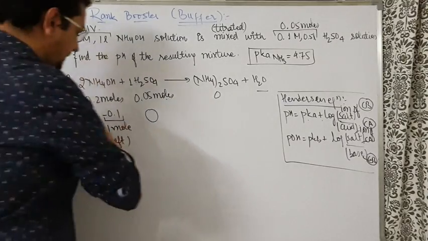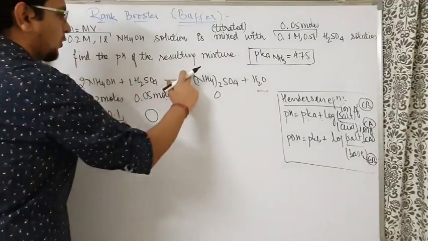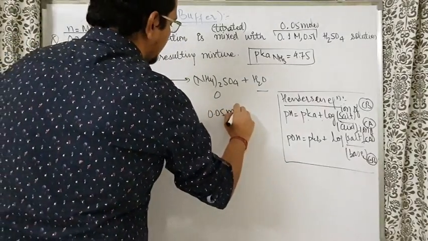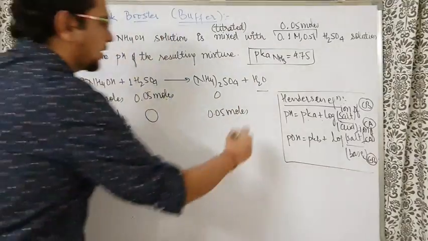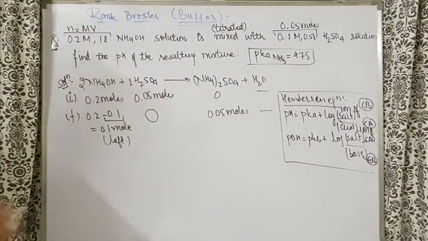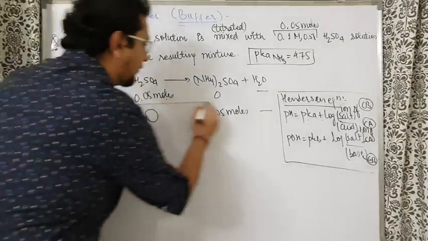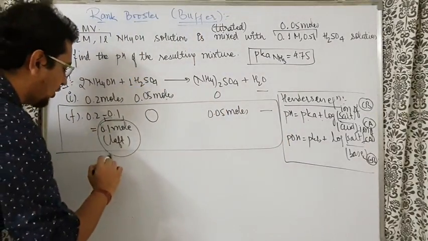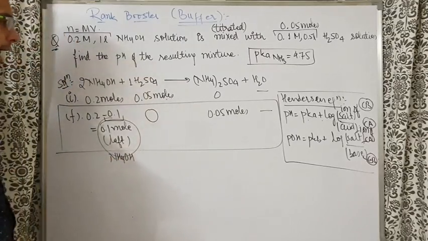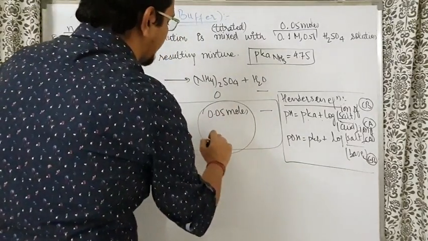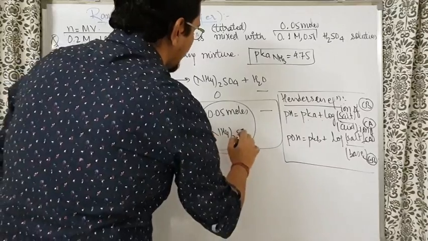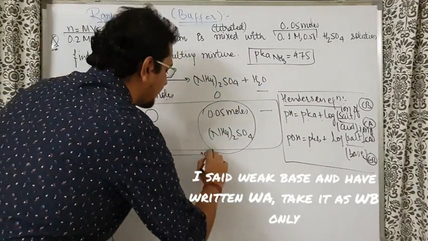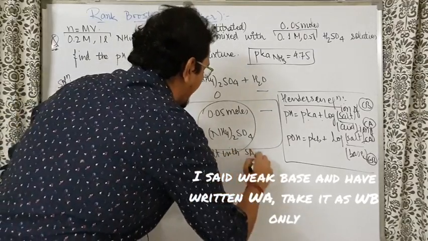H2SO4 got over. Now what will happen? 1 reacts, 1 forms. So 0.05 mole reacted, so 0.05 moles of ammonium sulfate will be formed. Water concentration does not matter. Now, forget what the initial condition was, finally I got 0.1 mole of ammonium hydroxide and 0.05 moles of ammonium sulfate. So it is looking like a weak base and its salt with a strong acid.